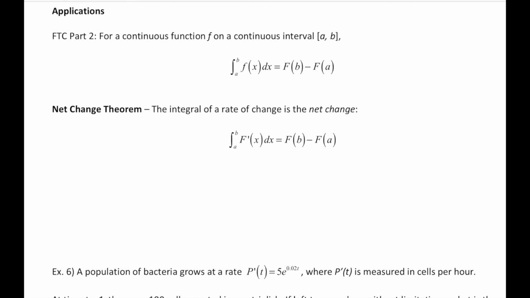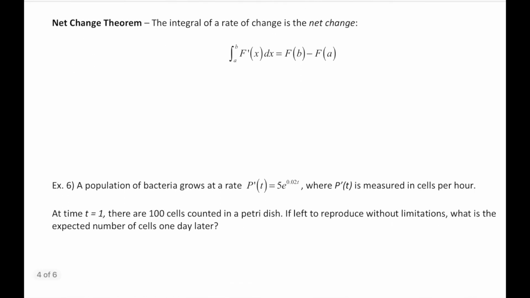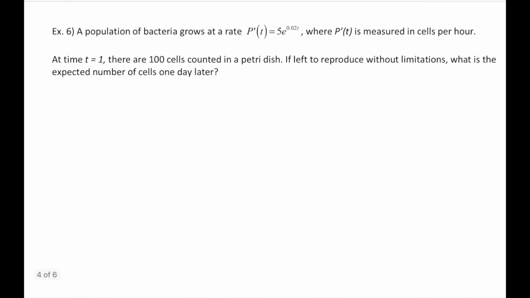And this really applies to physics, biology, when we're comparing how something is changing over time. You might gain something, you might lose something. So if this is velocity, well, this would be the position at time B, subtract the position at time A. Well, position at one time subtract, that's your change in position or your displacement. In terms of population, it might be the change in population.